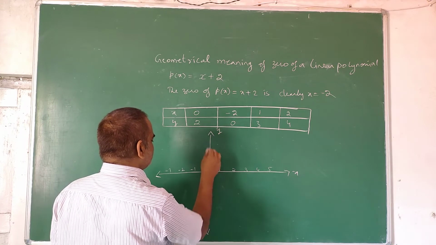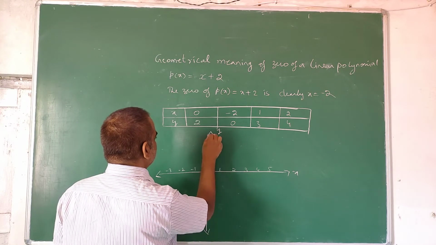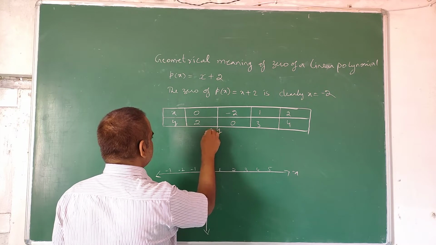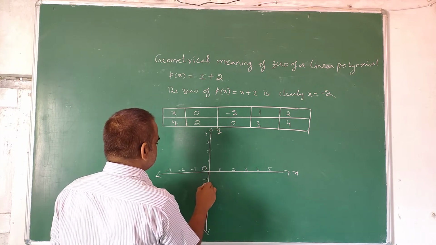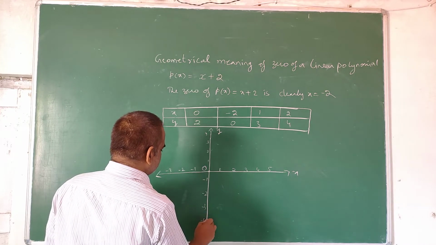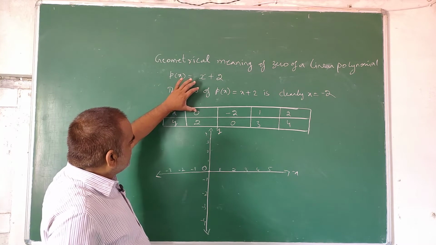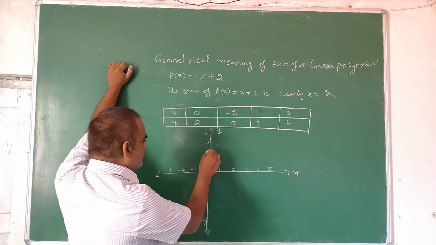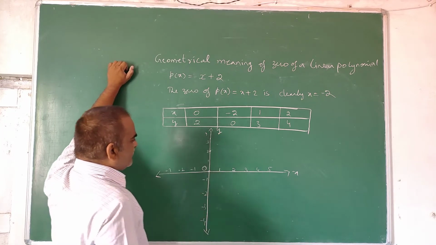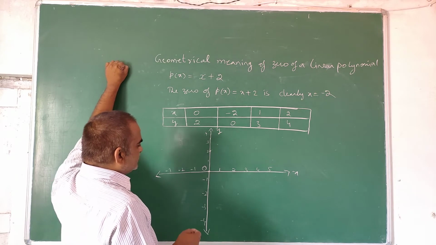Everywhere you are going to take the same scale. 1 centimeter is equal to 1 unit. So you go like this. Here also. Now, when x is 0, y is 2. So that point will be here. X is 0, y is 2. That point is here. When x is minus 2, y is 0.